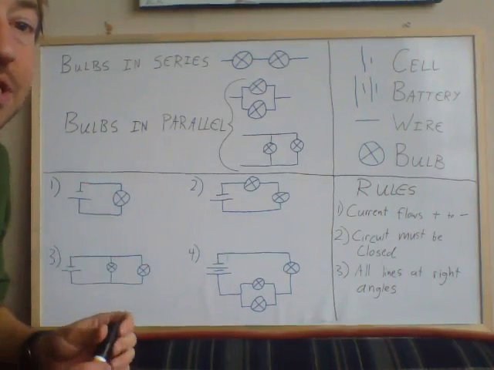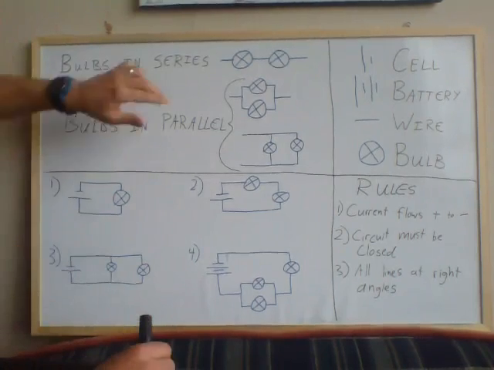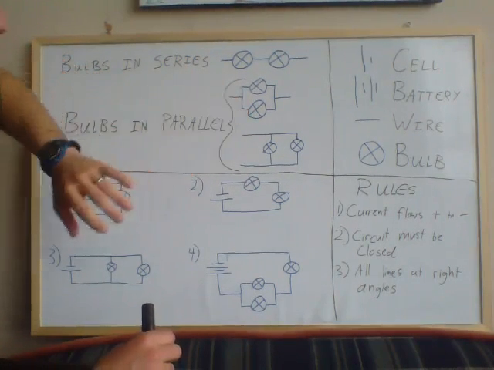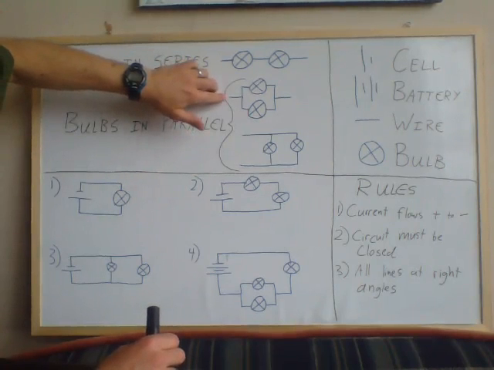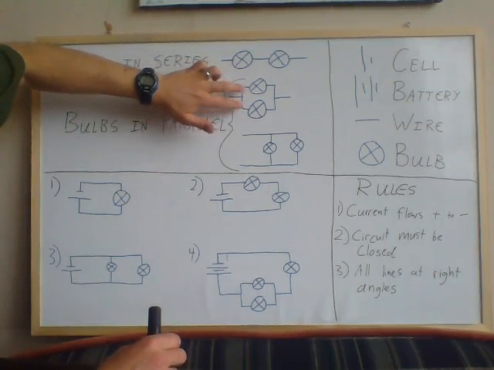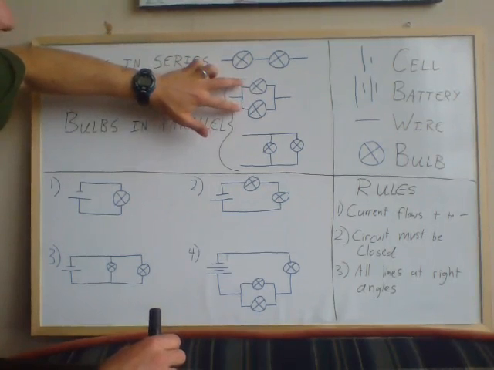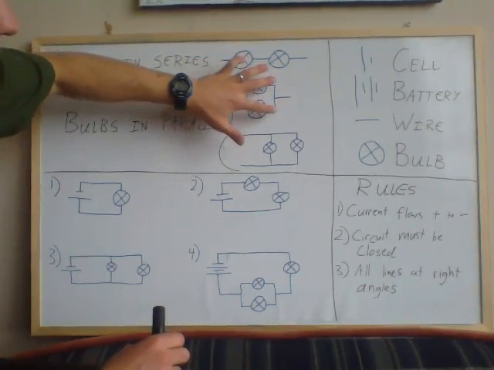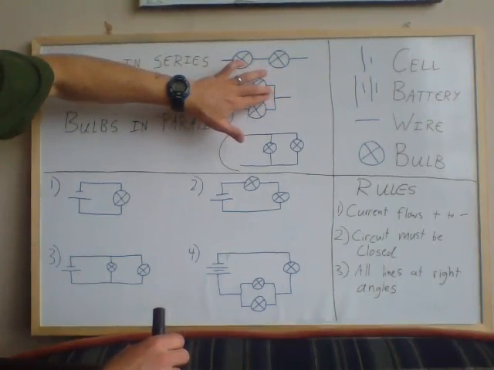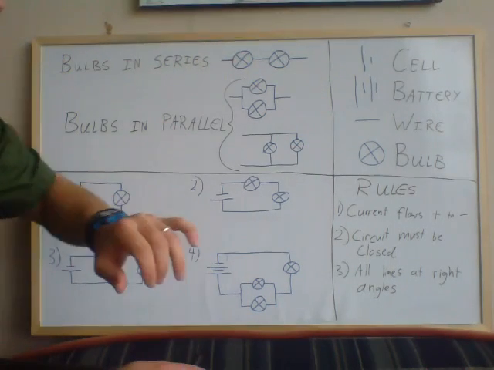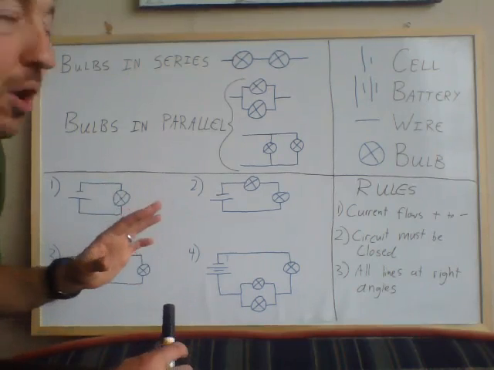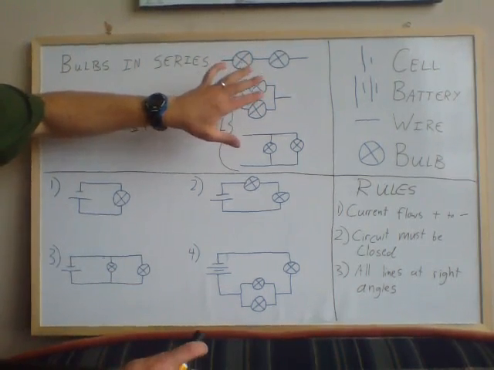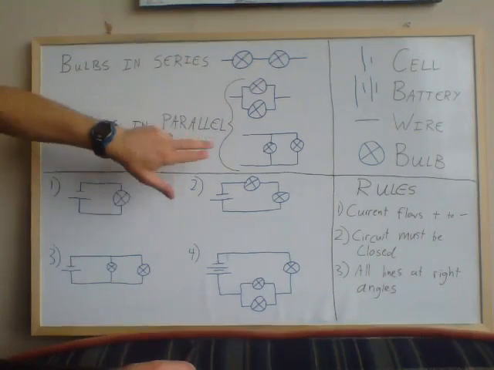Or they can be set up in parallel. And there's two different ways to draw parallel configurations. So the electricity is going to come in, it's then going to split, and then hit both of the bulbs, and then the electricity is going to come back together. We're going to talk later about why this is important and relevant in a different video.